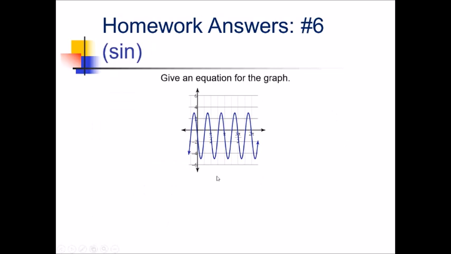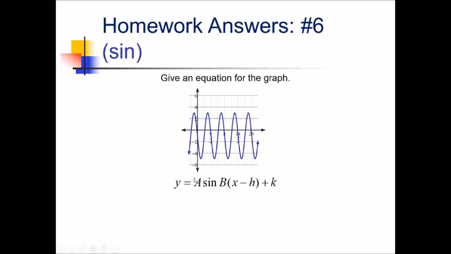To write the equation for this graph, we're going to start by picking a trig function, either sine or cosine. I'll use sine just to start, but then I'll show the cosine answer. So here's my general sine formula: a times the sine of b times x minus h, plus k. So I need to find a, b, h, and k.